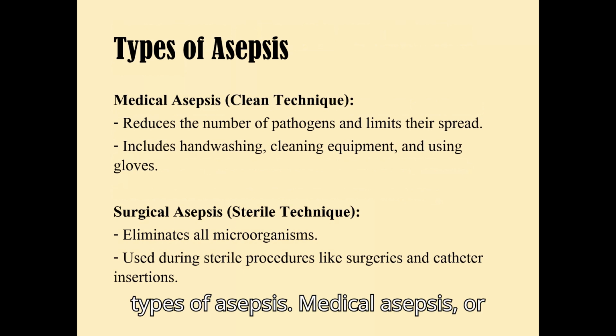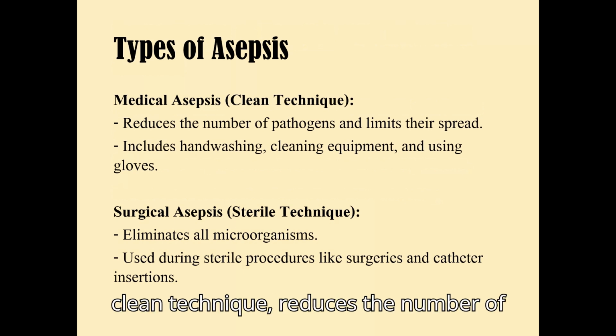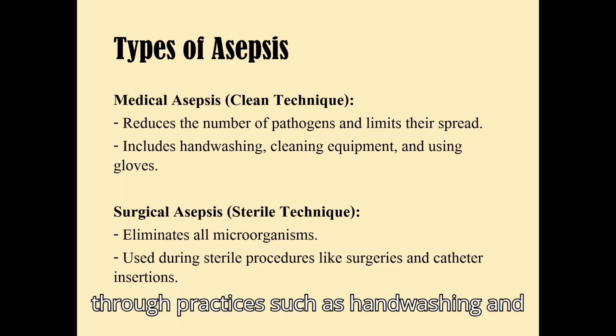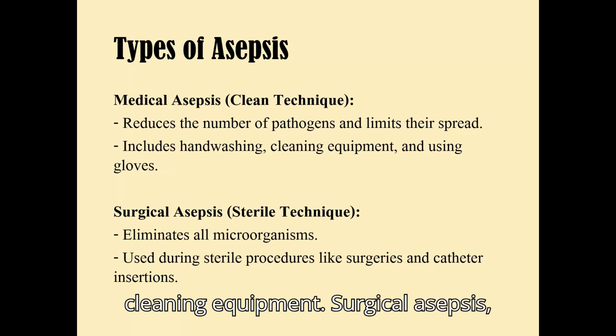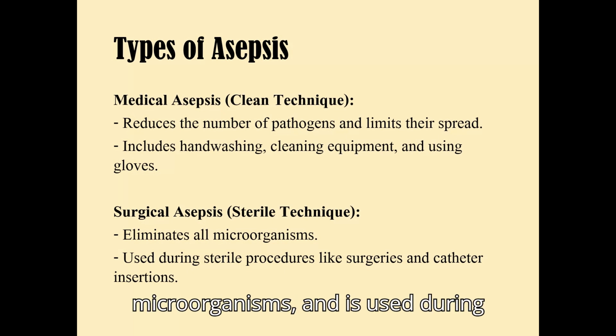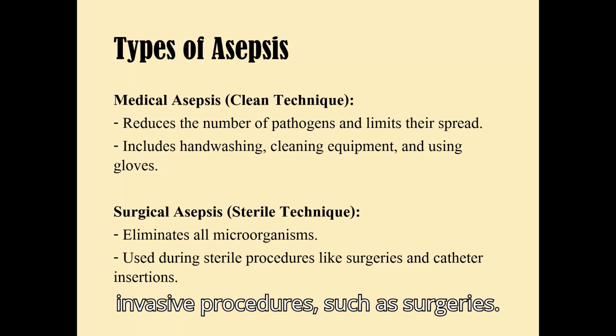There are two main types of asepsis. Medical asepsis, or clean technique, reduces the number of pathogens and prevents their spread through practices such as hand washing and cleaning equipment. Surgical asepsis, or sterile technique, eliminates all microorganisms and is used during invasive procedures, such as surgeries.